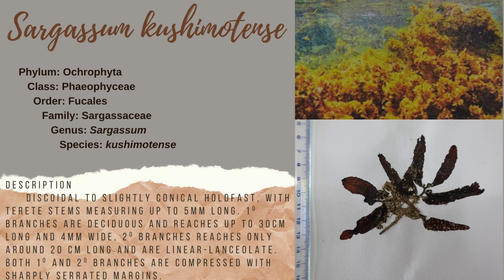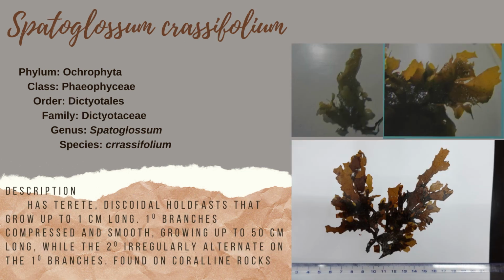While the secondary branches are also compressed, the former reaches up to 30 centimeters long and 4 millimeters wide, while the latter only grows around 20 centimeters long. The primary branches' leaves are also deciduous, while the secondary branches are linear lanceolate, all of which possess sharply serrate margins. Moving on, a distinct representative of the order Dictyotales is the Spatoglossum crassifolium.